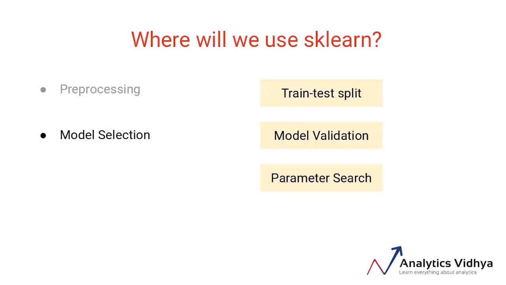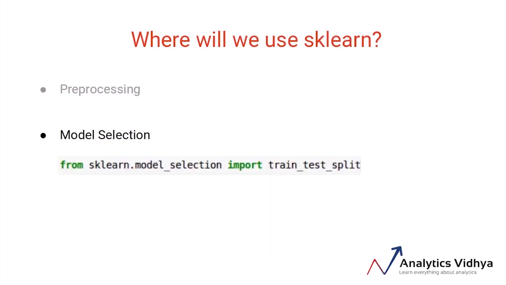sklearn has another module called model selection that is used to perform tasks like creating the training and the testing data using the train test split, and it can also be used for creating a validation set and performing the parameter selection and so on. We'll discuss each of these techniques in the later modules. For now, let's just understand how to use any of these methods using sklearn.